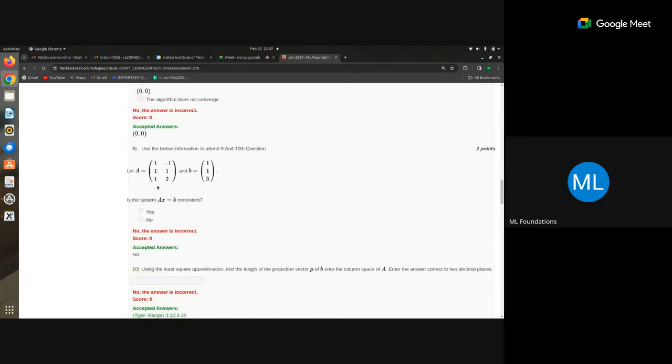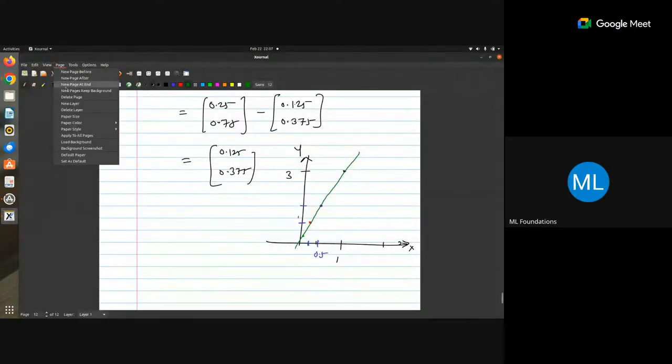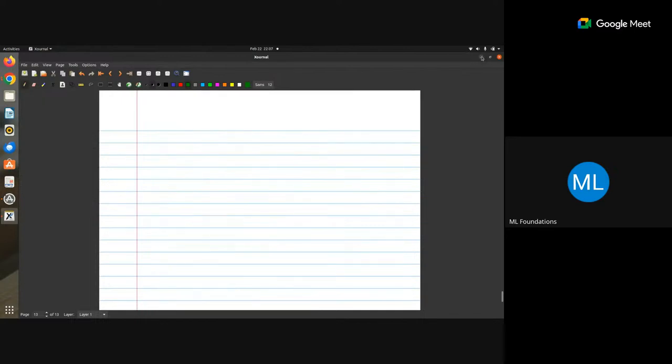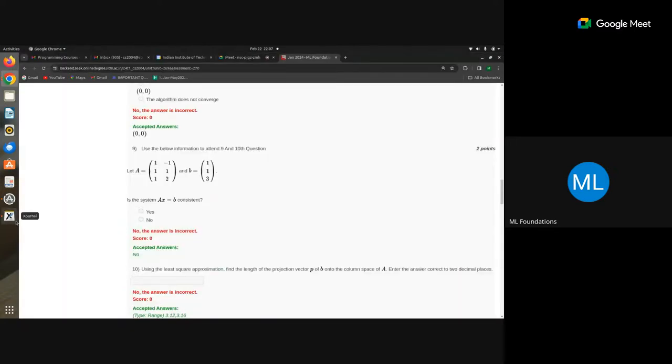Let's see question number 9. We'll solve this question 9 and then we'll stop here. So what is question number 9? This is the matrix A and this is B. Is the system AX equals to B consistent? How to find whether this system of linear equations is consistent? Augmented matrix, Gaussian elimination, or you can find the rank. Okay, so we'll use that approach itself here.